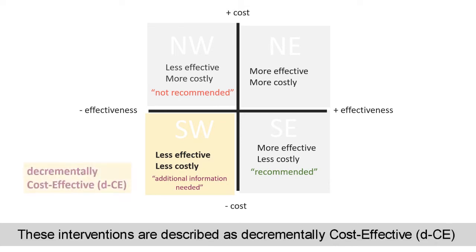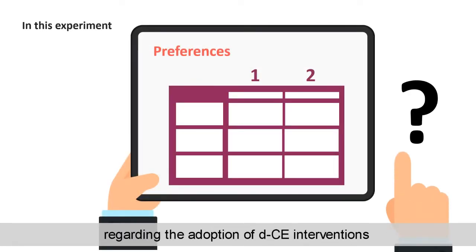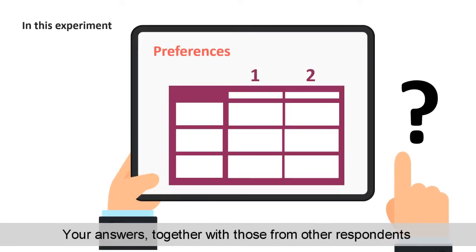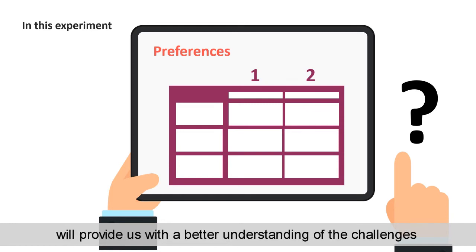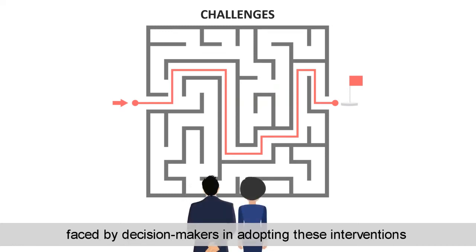These interventions are described as decrementally cost-effective, and they are the focus of this experiment. Because of the potential health losses, DCE interventions are rarely, if ever, considered as an alternative to usual care. Yet, cost savings could potentially be reallocated and used more efficiently to improve health of the overall population. In this experiment, you will be asked to give your preference regarding the adoption of DCE interventions. Your answers, together with those of other respondents, will provide us with a better understanding of the challenges faced by decision makers in adopting these interventions.